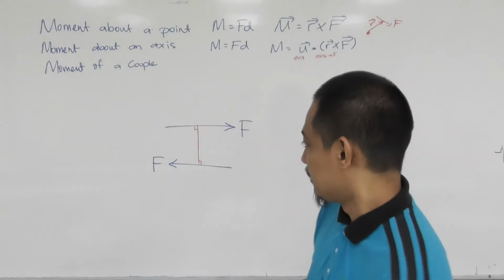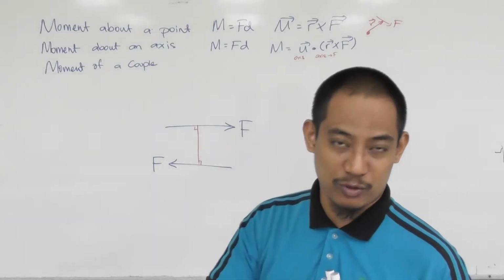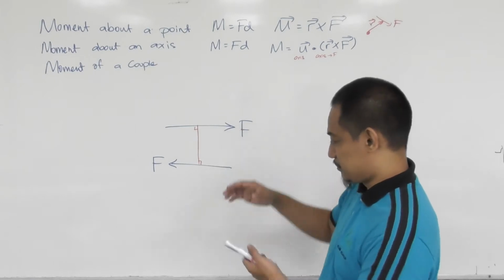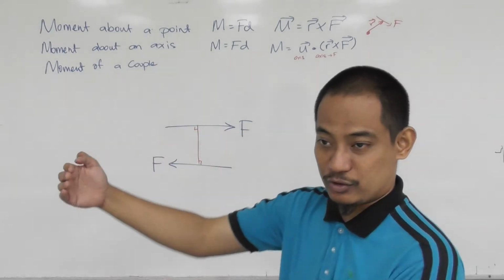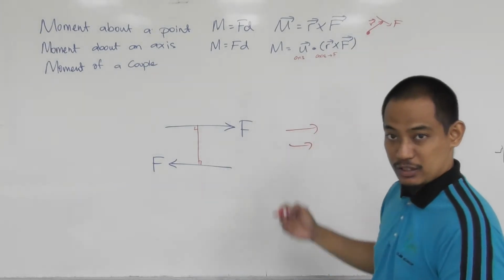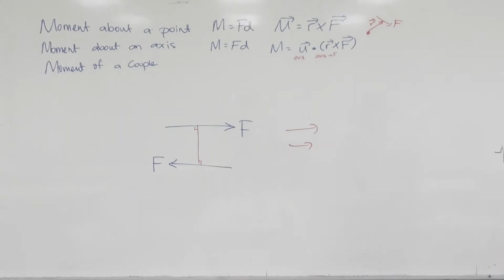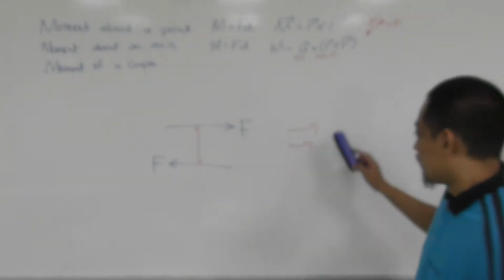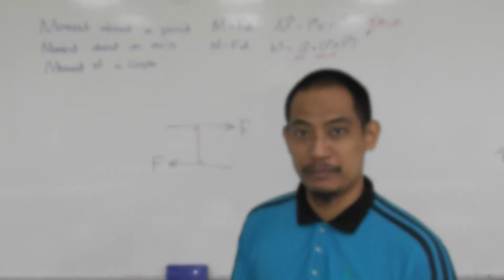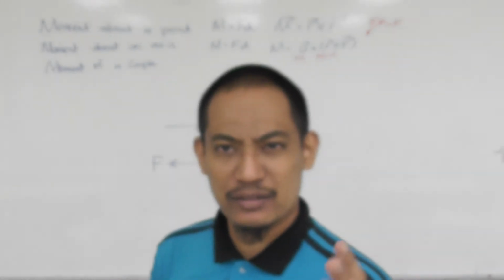So just to refresh, if it's not parallel, that's confirmed not a couple, right? If it's in the same direction, not the opposite, like this, this is not a couple also, right? It has to be opposing direction. And if the magnitude is not the same, then also it is not a couple, right? And yeah, so that's basically the characteristics.